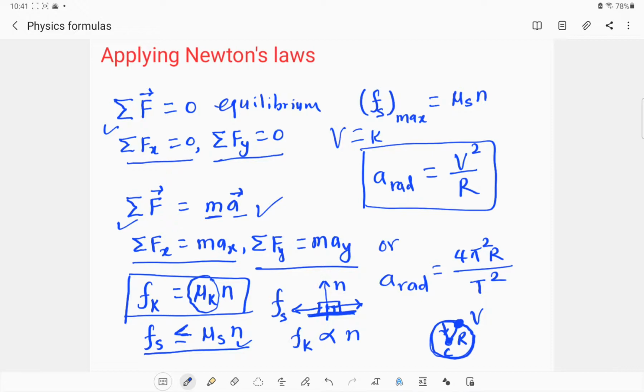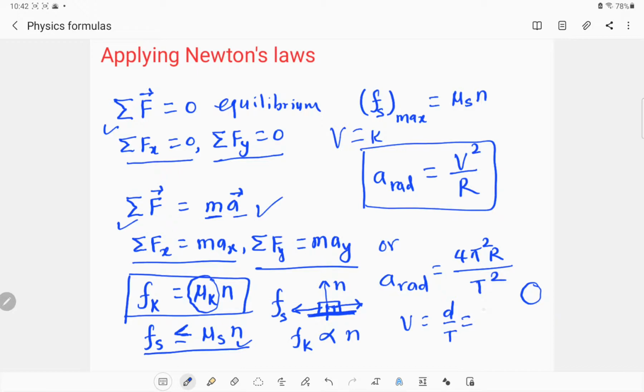When a particle is moving with constant velocity, there is only one component of acceleration, which is radial acceleration. In this case, the parallel component is absent. So a radial is given by velocity squared divided by r, which is the radius. We can express this in another form, because velocity is simply distance divided by time. Let us say the time to complete one circle, which we call the period, is capital T.